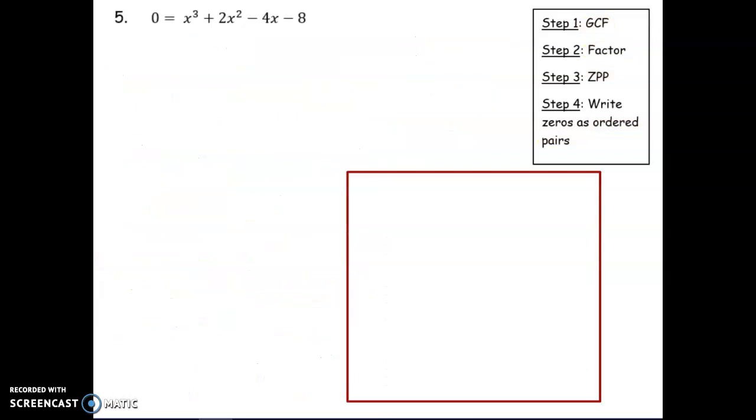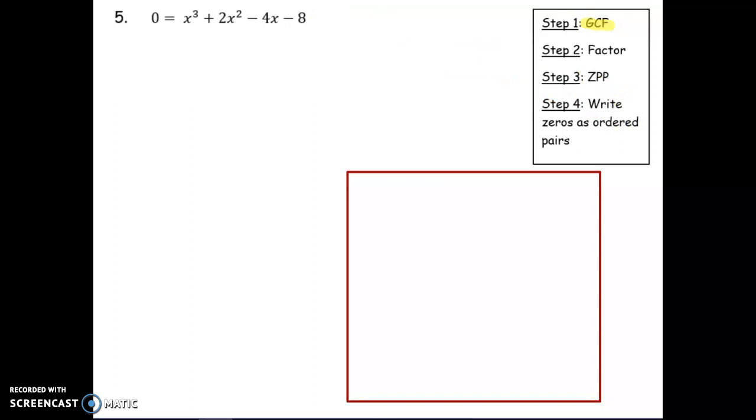We have not done one like this using 4 terms, but we're going to use this same series of 4 steps over here. First, our GCF. Well, I look across at all 4 of those. The only thing they have in common is 1. No reason to factor out a 1.